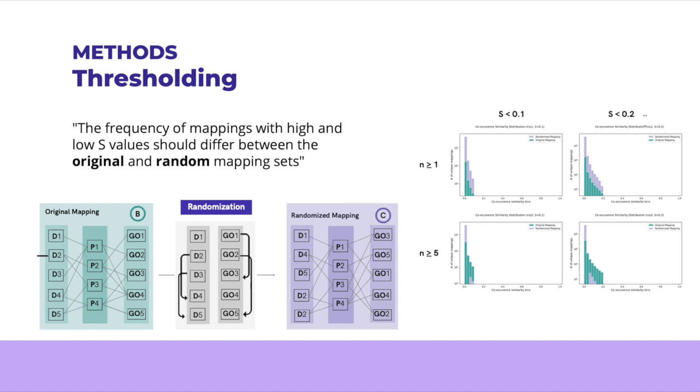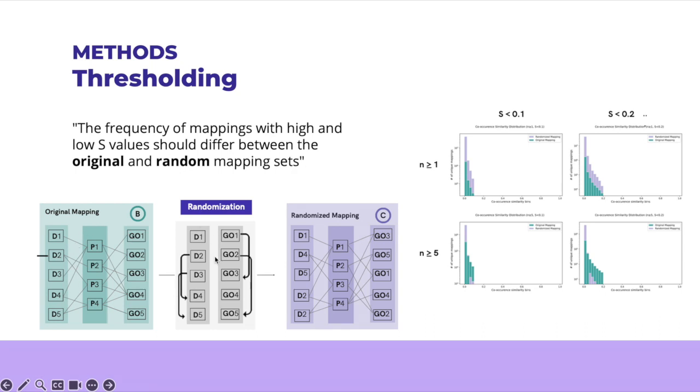To determine optimal thresholds, meaning S and N values, we compared the co-occurrence similarity distribution from the domain-to-GO mappings with a distribution generated from randomly paired domain-GO terms. By examining the differences in the frequencies of high and low S values between the original and random mapping sets, we established suitable thresholds. To create the random mapping set, we shuffled the domain and GO term columns in the original mappings, as we can see here.